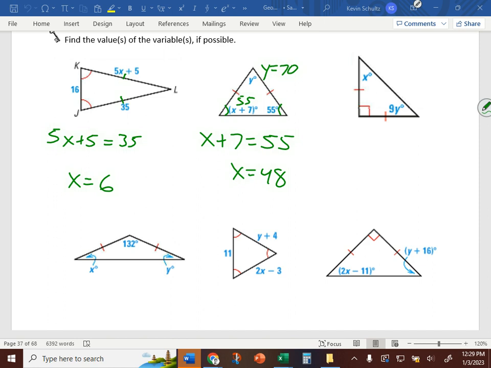You could do 9y equals x, or you could also do 9y plus x equals 90. Even whenever we put two variables in the same equation, we're dangerously dealing with a system, which I know gives some of us the heebie-jeebies, from last year, if you recall.